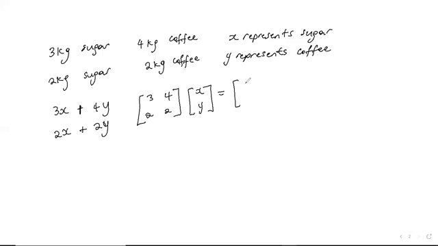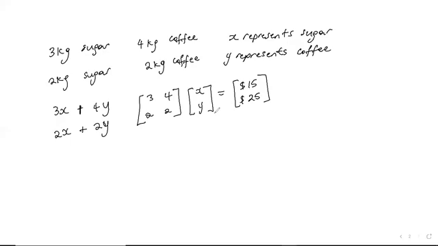So wait, the 3, 2, 4, 2, is that the matrix part? Yeah, that's the matrix part. That's part I of the question. So this right here is part I, the one I'm drawing the arrow over. Everything right here is part I.